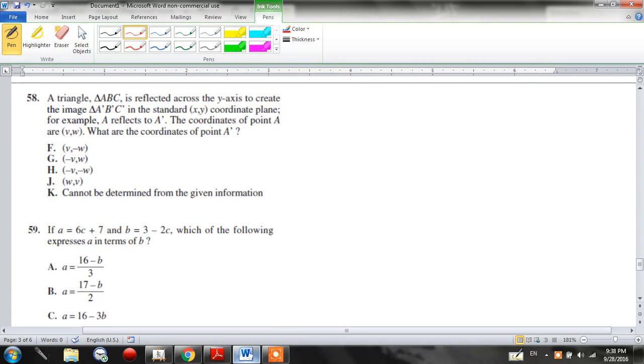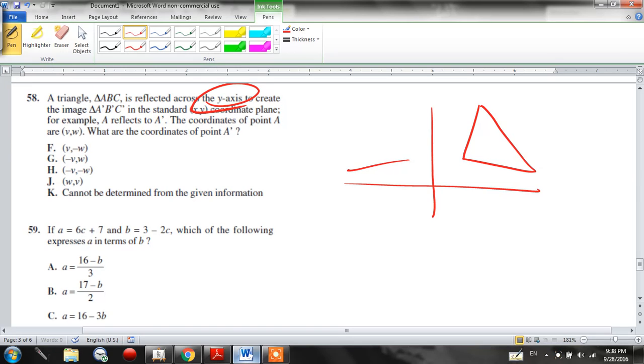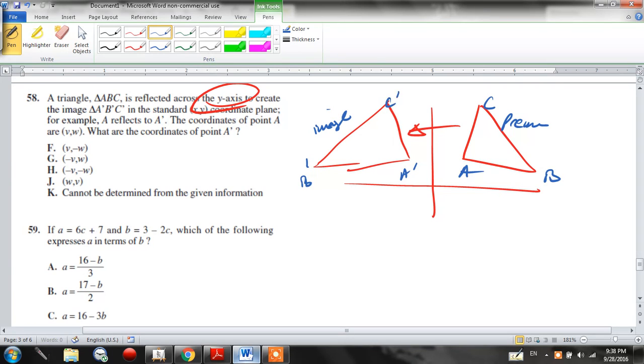Okay, 58. A triangle ABC is reflected across the y-axis. So imagine there's a triangle over here and you're reflecting about the y-axis, like this. Such that this is the image, and this is the pre-image, the original one called A, B, C. This is A prime, B prime, and C prime. That's the pre-image and that's the image.